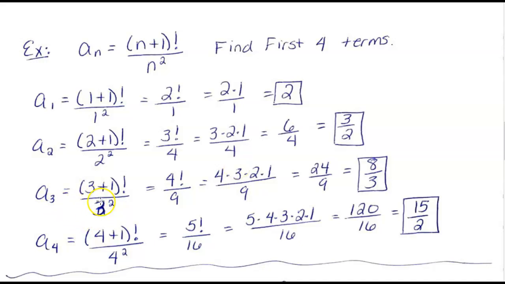The third term, 3 plus 1 factorial divided by 3 squared, becomes 4 factorial over 9. So 4 times 3 times 2 times 1 over 9. That's 24 divided by 9, and then this reduces by a factor of 3, giving me 8/3. And then finally, a sub 4, 4 plus 1 factorial divided by 4 squared is 5 factorial divided by 16. So 5 times 4 times 3 times 2 times 1 over 16, 120 over 16, which reduces to 15 over 2.